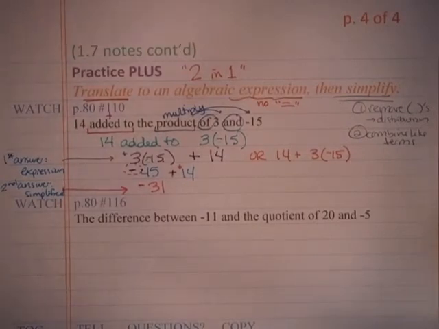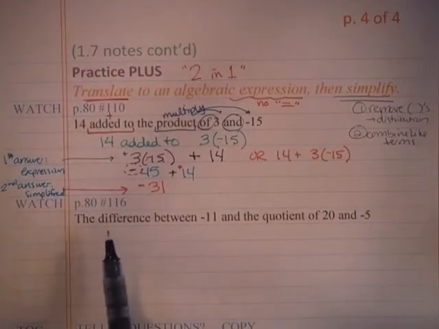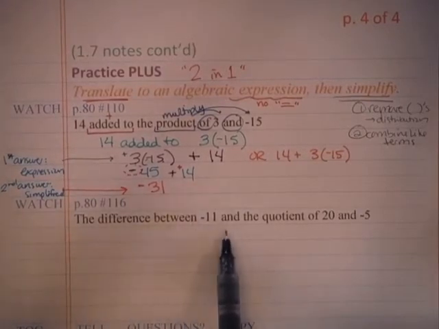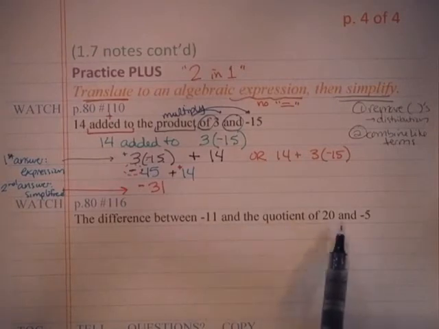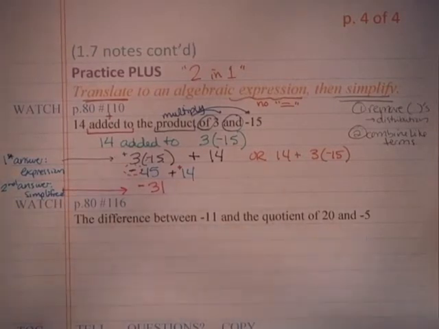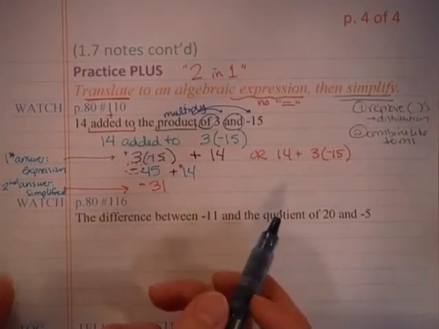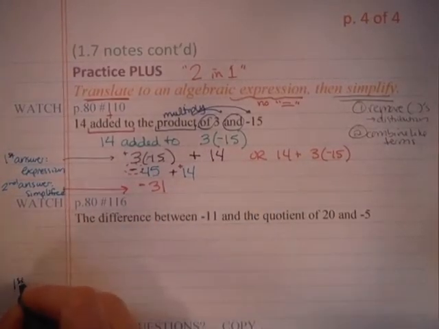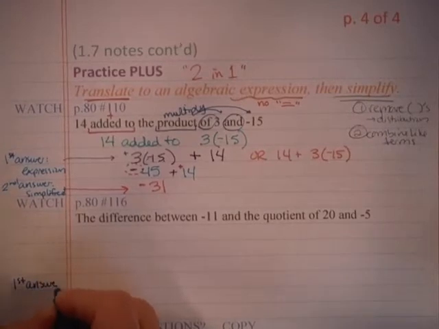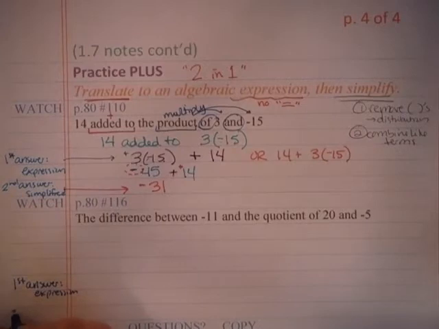Let's read it again. Out loud is great too, you get to hear what's being said. The difference between negative 11 and the quotient of 20 and negative 5. Okay, so my goal is an expression, and then I get to simplify it. So again, I'm headed to two answers here. My first answer is going to be an expression. My second answer is going to be it simplified, so that's my goal here.